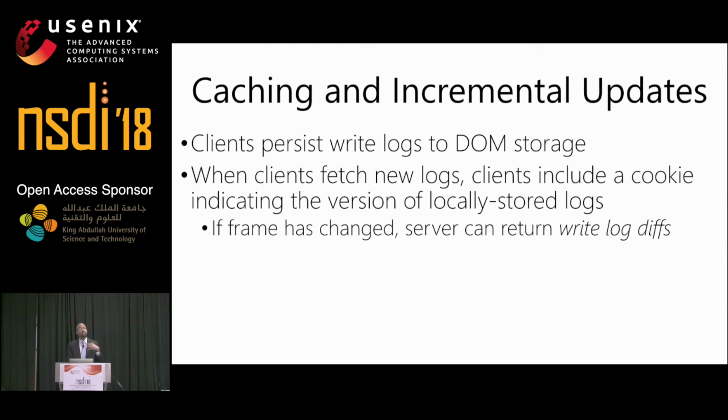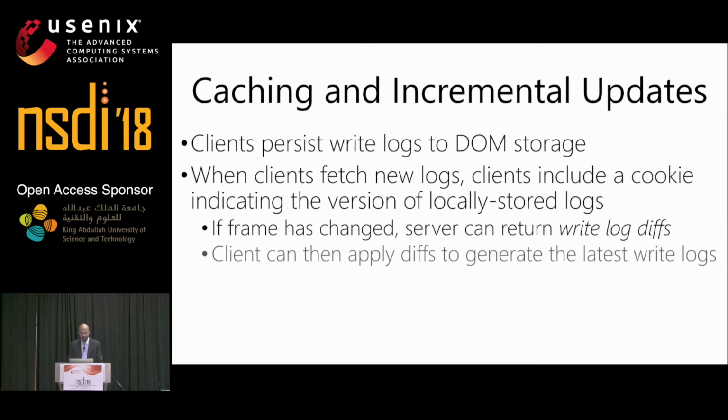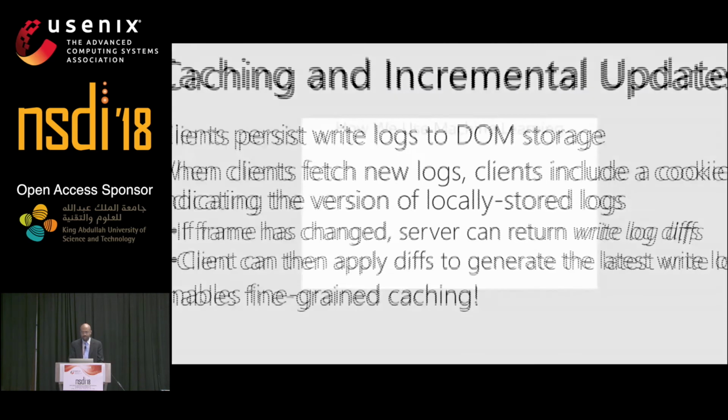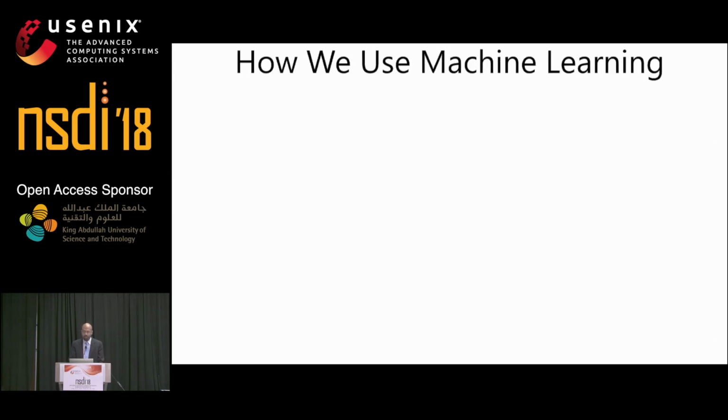So the server says, well, if the frame has changed, I can send the client diffs between the new write logs for the current version of the frame and the version that the client already has stored. The client can then apply those diffs to generate the latest version of the write logs. What's nice about this is that it enables fine-grained caching. So before moving to the evaluation, let me briefly tell you how we use machine learning.